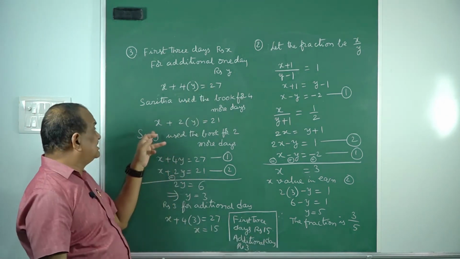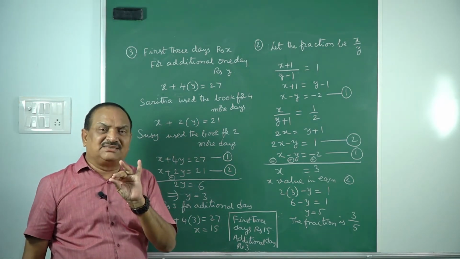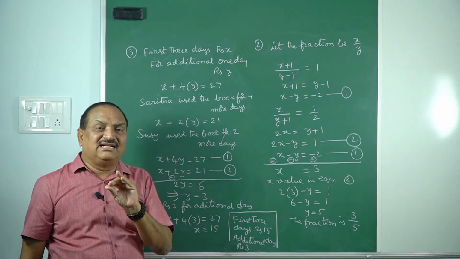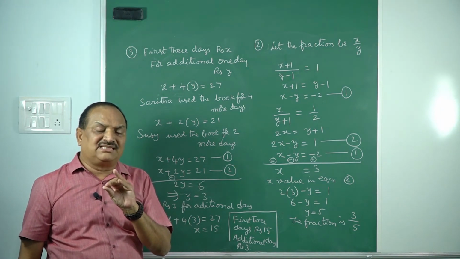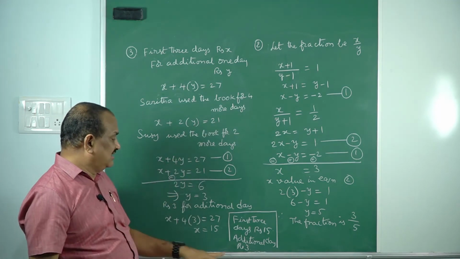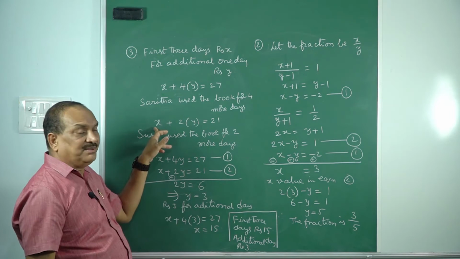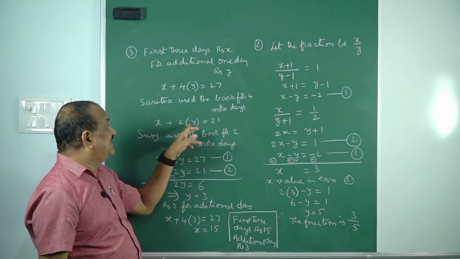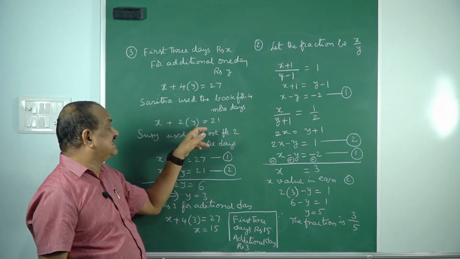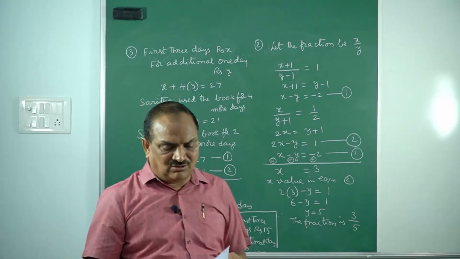And regarding this Susi, she used the book only for 5 days. 3 days she is paying a fixed amount 15. For the additional day, 3 rupees. 2 times 3 is 6. 6 and this 15, that's how she paid the 21. So this is how we work out this one.